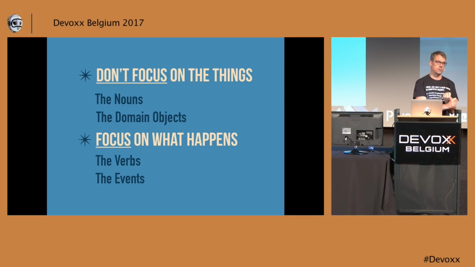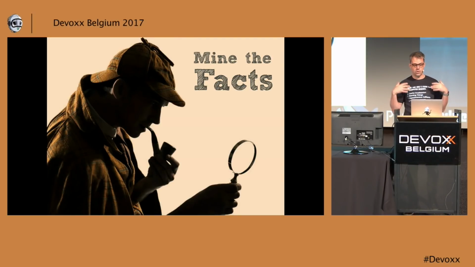The verbs. Search for the verbs in the model, and that will be the events. We should mine the facts. Think of yourself like CSI coming into a crime scene, or Sherlock Holmes, asking what the facts are. You should try to mine the facts and understand causality: what has led to the next thing and to the next thing.